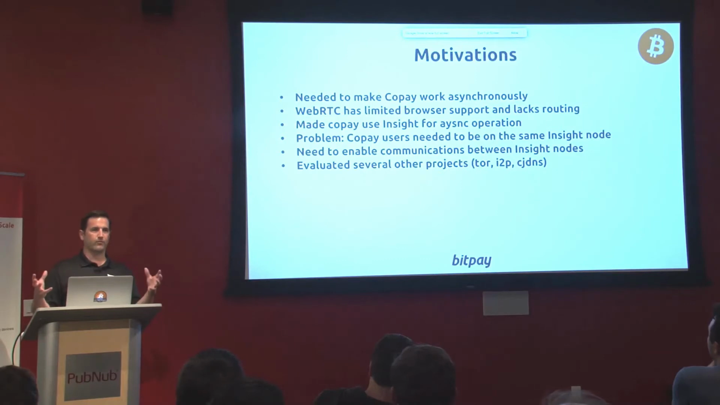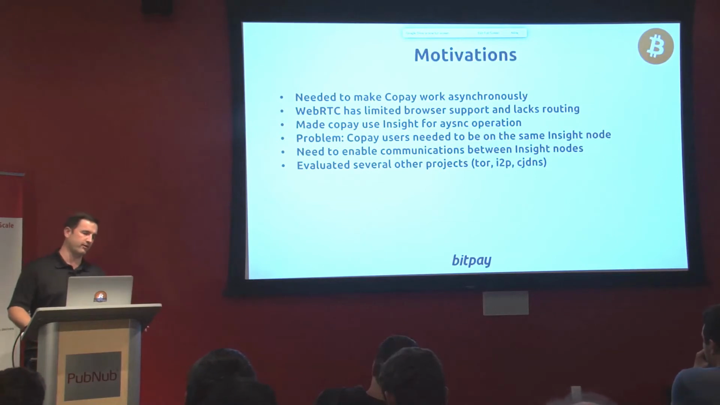So I felt like, because of the problem we were trying to solve and how quickly we needed to iterate on it, starting fresh with something based on Node.js would give us the best opportunity to rapidly innovate. And there are some other things that CJDNS doesn't do that I wanted to do. Also looked at Tor and I2P.